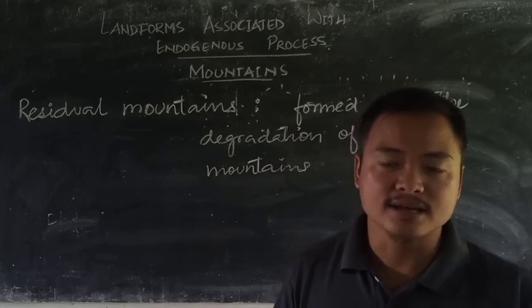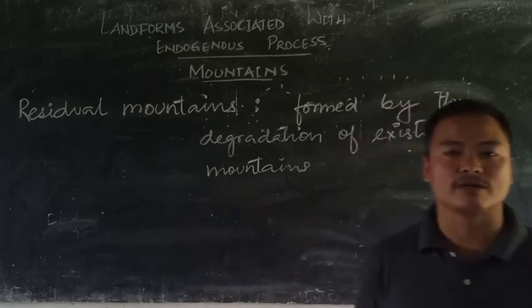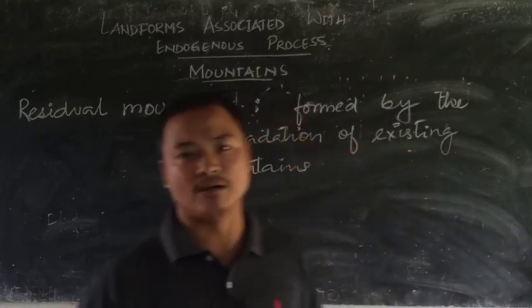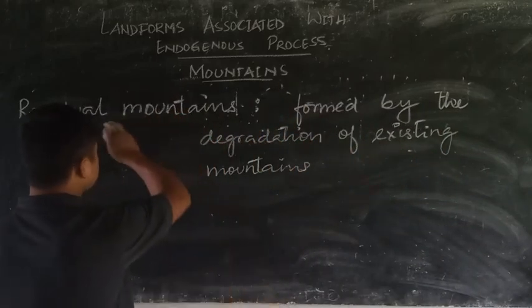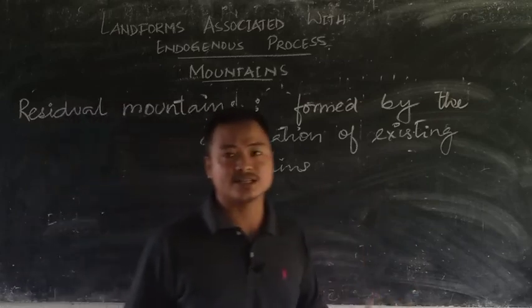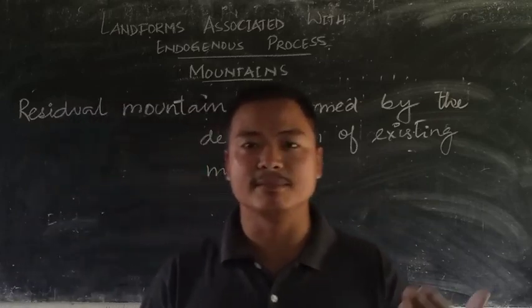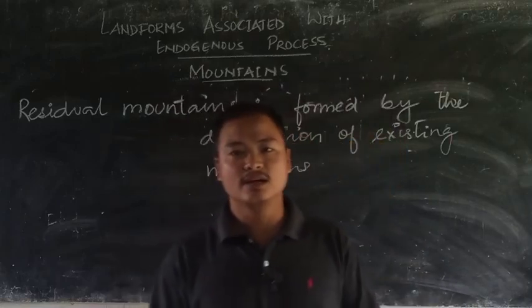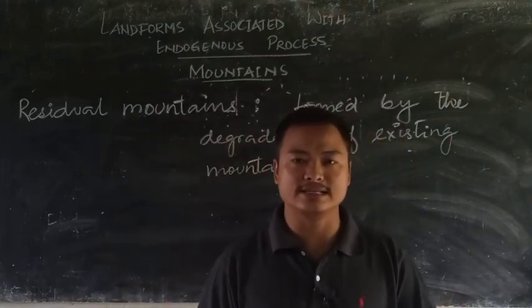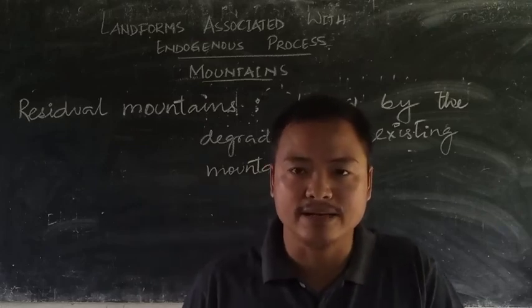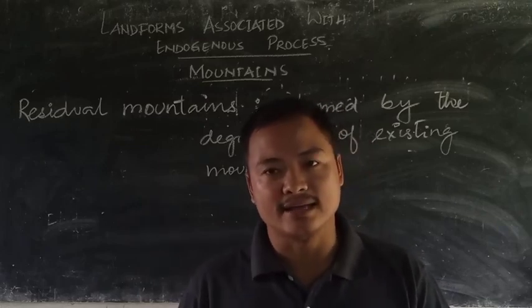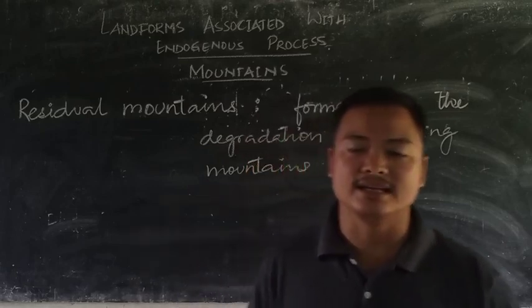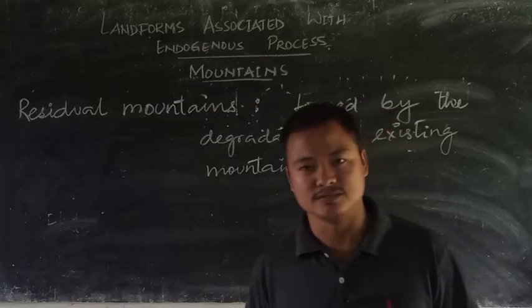In later stages, mostly the hard and resistant rock remains of these mountains, and that remaining portion of the mountain is known as residual mountain, as the term residual refers to residue, that is the remained portion. The remnant portions of these mountains, which cannot be eroded or weathered very easily, remain as residual mountain. The Aravallis in India is a very good example of residual mountains.